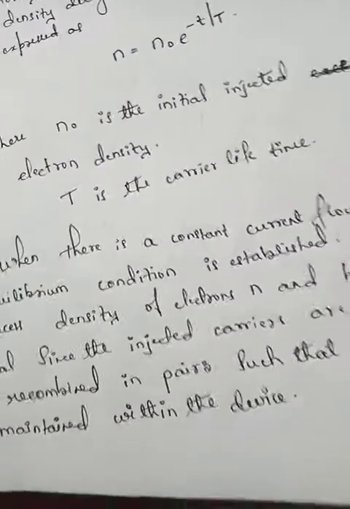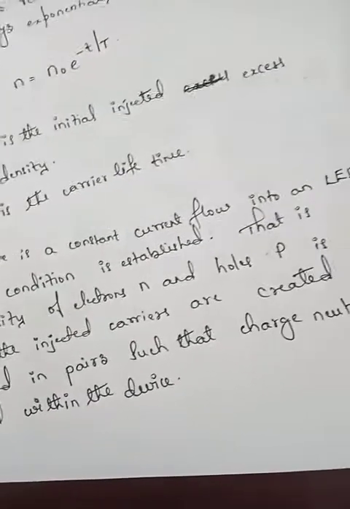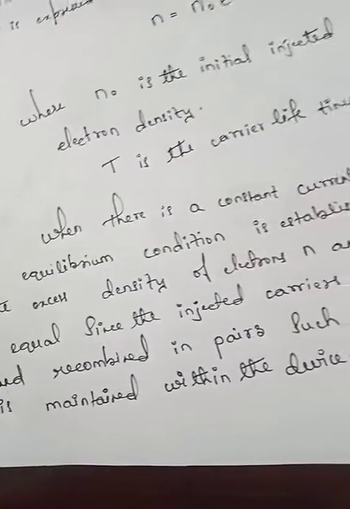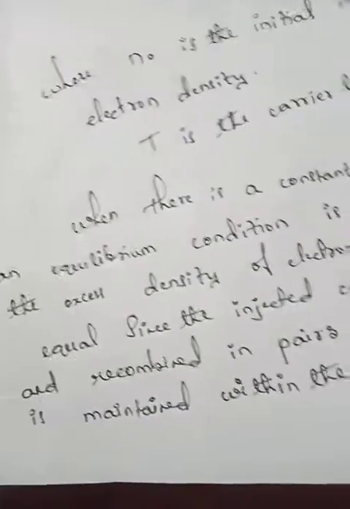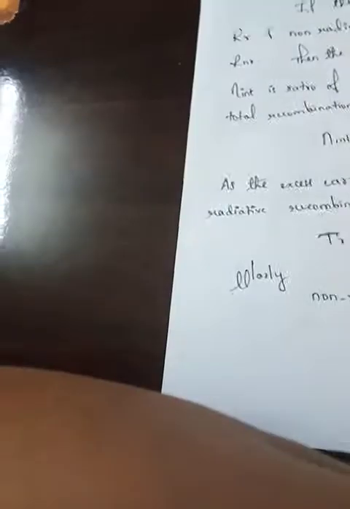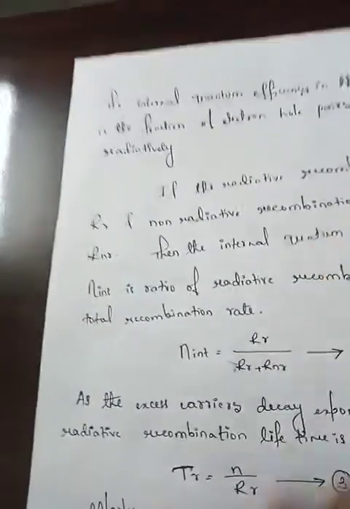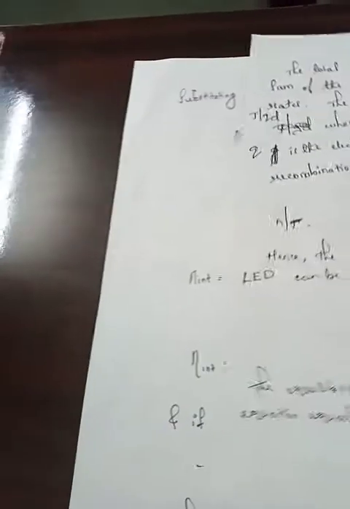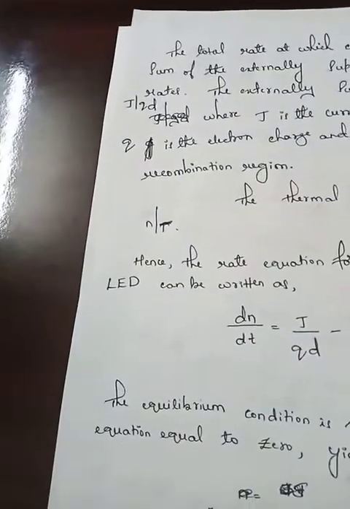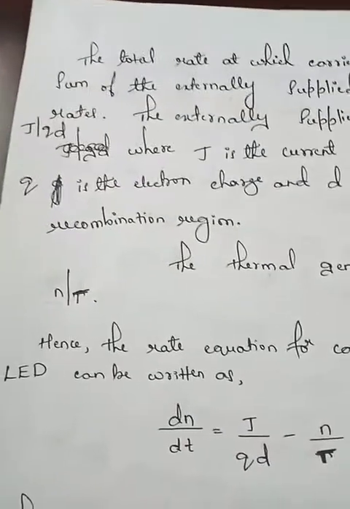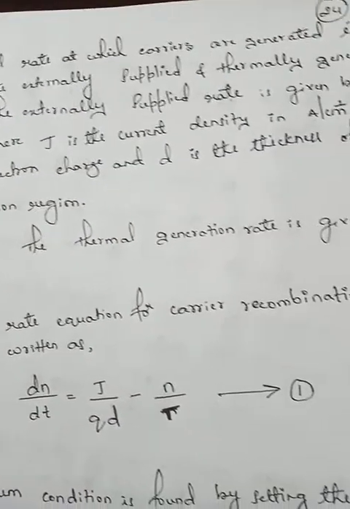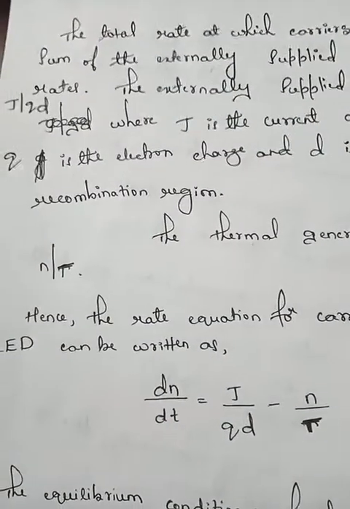Since the injected carriers are created and recombined in pairs, charge neutrality is maintained within the device. The total rate at which carriers are generated is the sum of externally supplied and thermally generated rates.